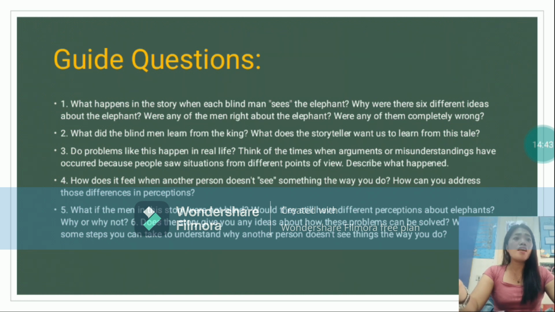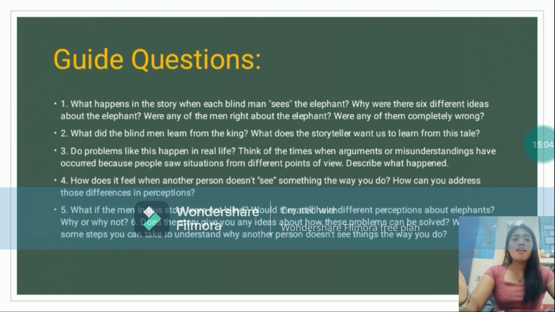Number six. Does the story give you any ideas about how these problems can be solved? What are some steps you can take to understand why another person doesn't see things the way you do? Okay, so you are going to answer all these questions in your activity notebook.